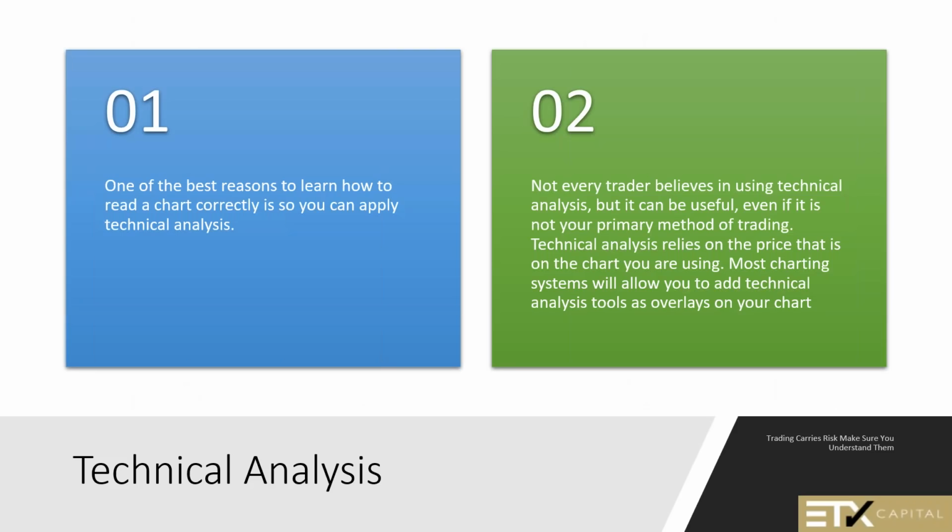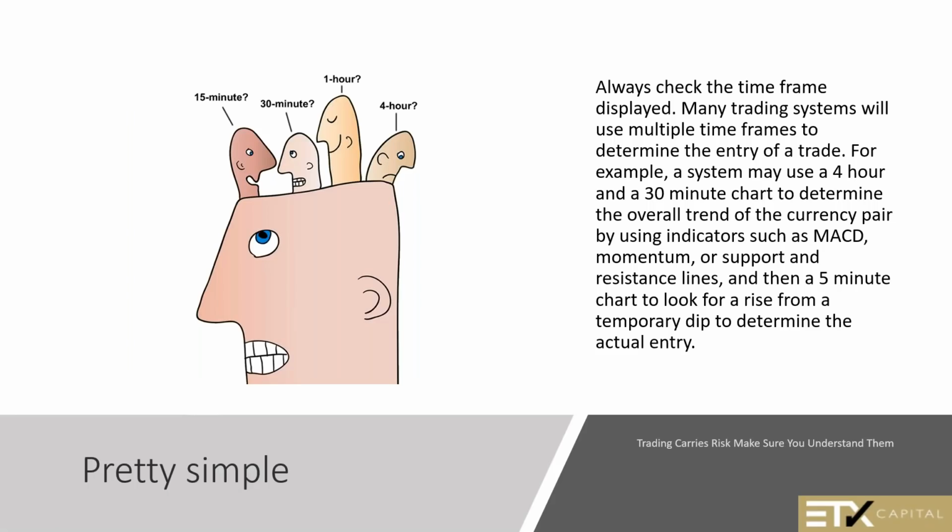But one of the best reasons to learn how to read a chart correctly is so that you can apply technical analysis. Now, not every trader believes in using technical analysis, but it can be useful even if it's not your primary trading method. Technical analysis relies on price that is on the charts. Most charting systems will allow you to add all the technical tools directly on your charts. But before we can get on to that, we have to understand how to actually set up our charts.